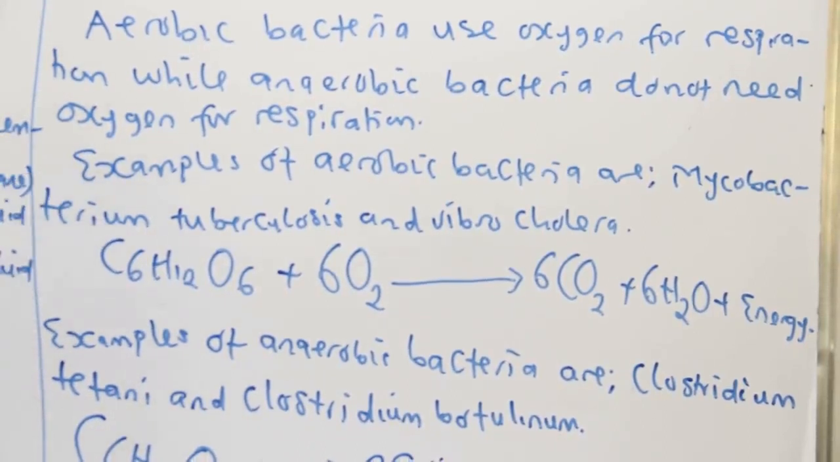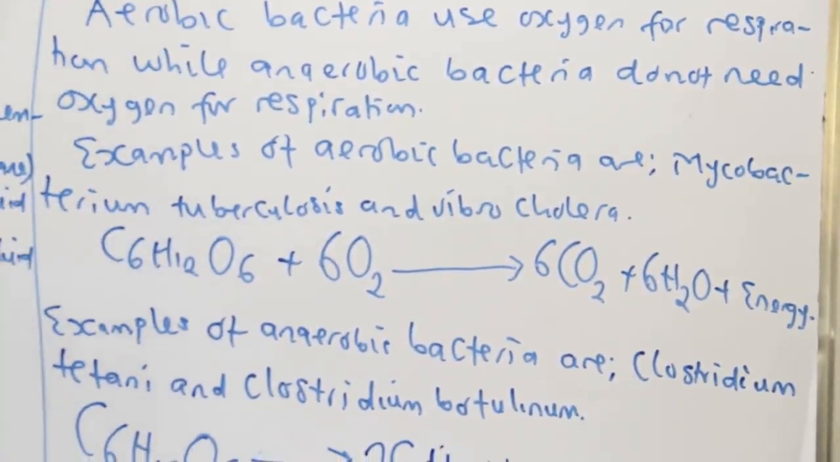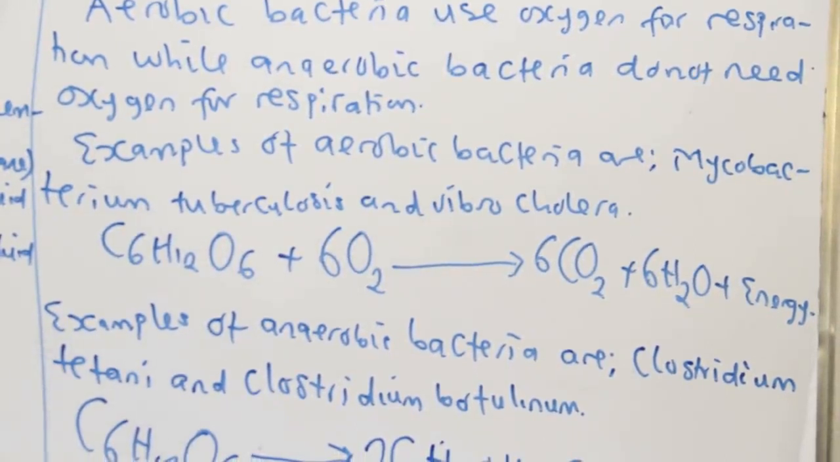An example of aerobic bacteria is Mycobacterium tuberculosis. That's the bacteria that causes tuberculosis. This is called tuberculosis.